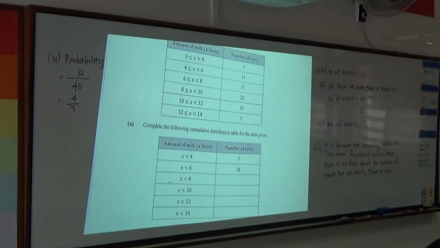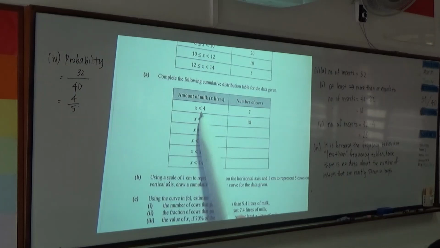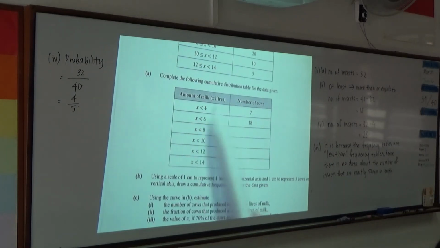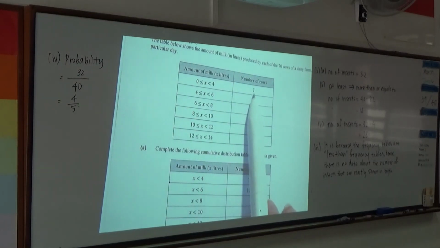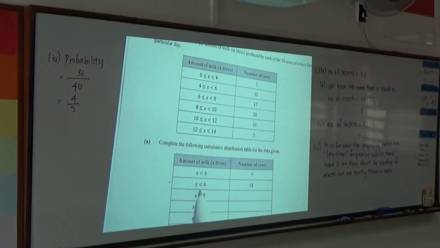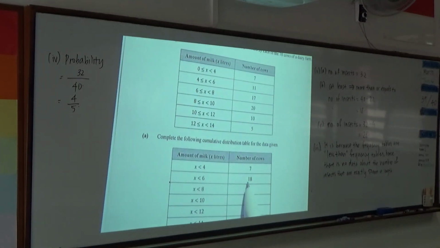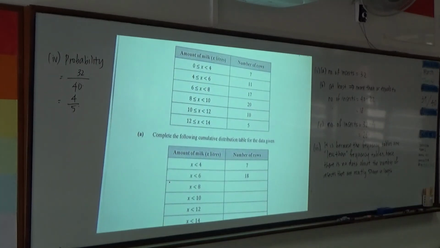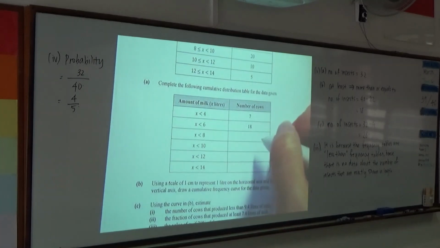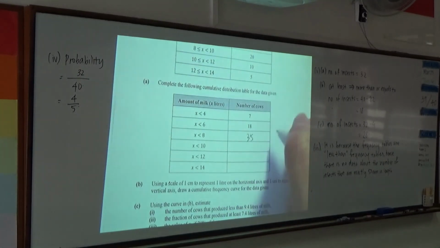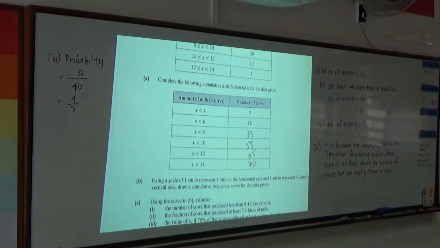Sorry, something is triggering my cough. In this case, given that x less than 4 here, how we get this 7 is because from the original frequency table, we have 7 over here. Then for x less than 6, we are adding up 7 plus 11, that's why we get 18. So by the same process that we did earlier on, you will be able to calculate that this table shall be filled up with 35, 55, 65, and 70.